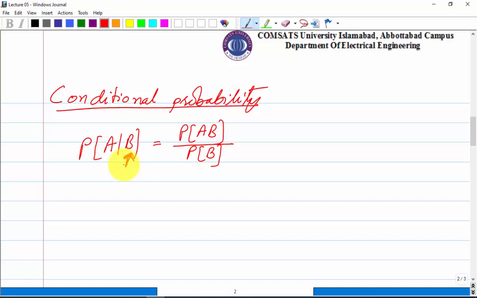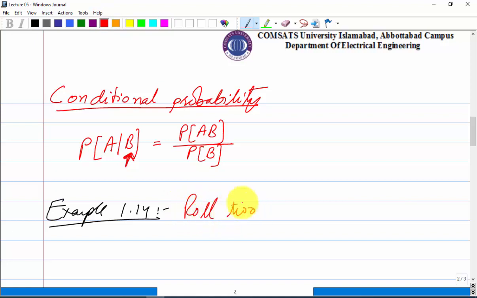So we saw some examples. Let's look at a few more examples on it. This is example 1.14. It says that roll two fair four-sided dice.